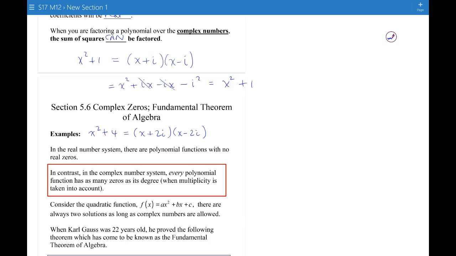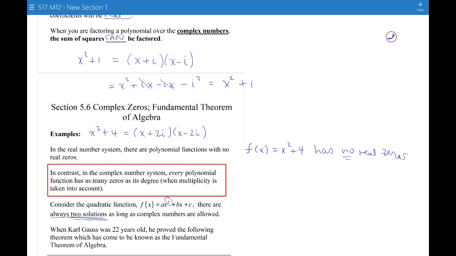So in the real number system, there are polynomial functions with no real zeros. This would be an example: f of x equals x squared plus 4 has no real zeros. In contrast, in the complex number system, every polynomial function has as many zeros as its degree, as long as you take multiplicity into account. So every quadratic function has degree 2. There will always be 2 solutions as long as we allow complex numbers.